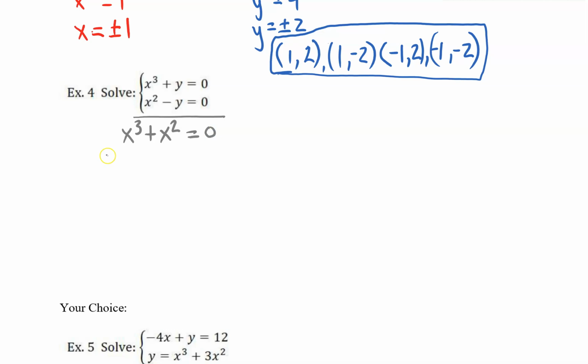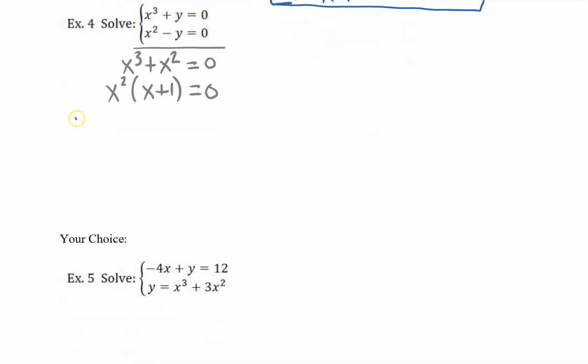And now what would I do? Well, factor here, so I'm going to take out an x squared. That would leave me with x plus 1. That means then that I would have an x squared is equal to 0, so x would have to be 0. And I'm going to have an x plus 1 equals 0, so x would equal negative 1.